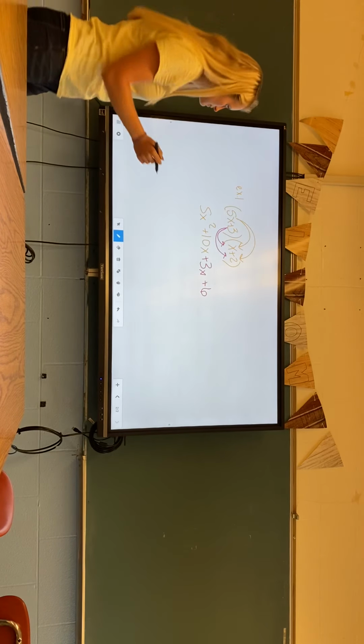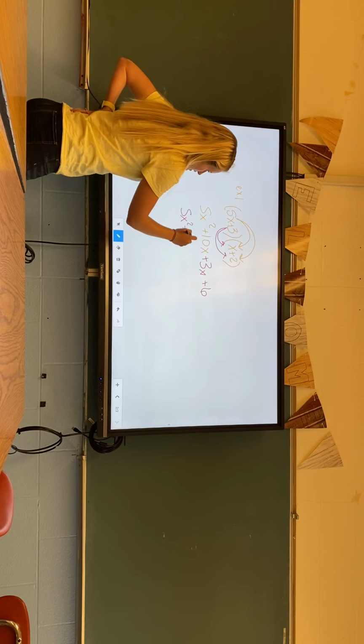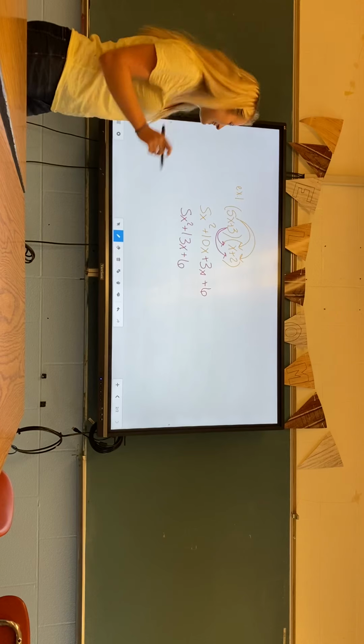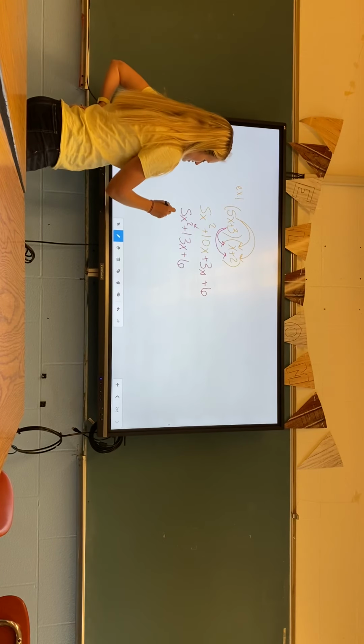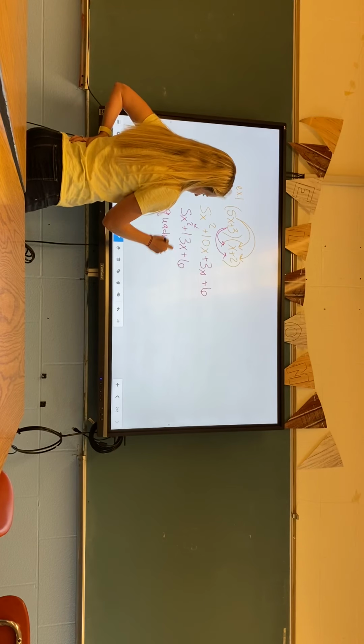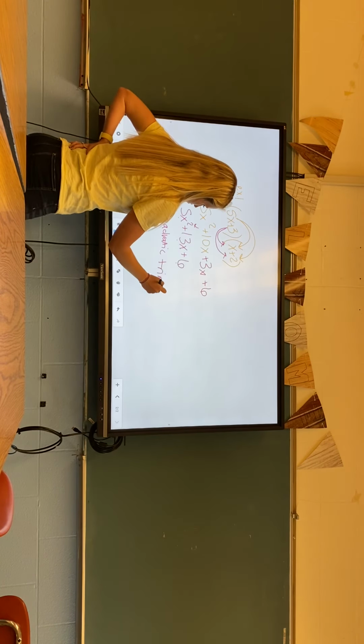Now we combine like terms like we have been doing. 10x plus 3x is 13x, plus 6. And then don't forget to classify, so we have degree 2 here. This is a quadratic. And we have 1, 2, 3 terms, so trinomial.